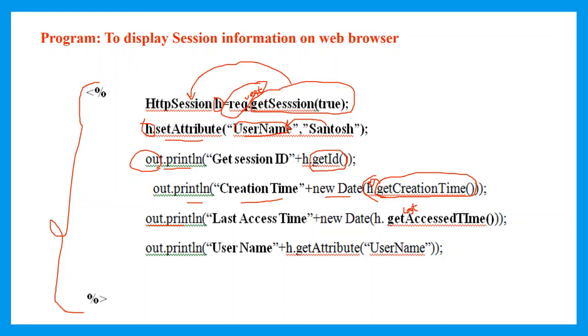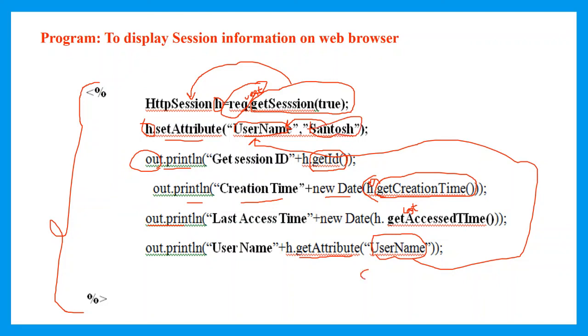This method returns the last date and time the user made a request to the page. Last, I want to display the attribute which has been assigned by setAttribute. The getAttribute method returns the value assigned to the attribute. The attribute name is username, which was used in the setAttribute method. The value assigned to it is Santosh. So here I am getting the output as Santosh. These are the different methods which are available in the HttpSession interface.